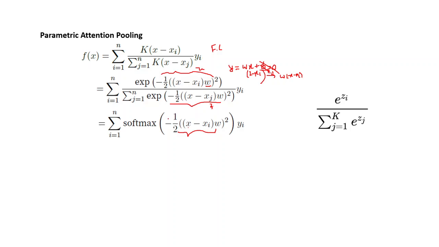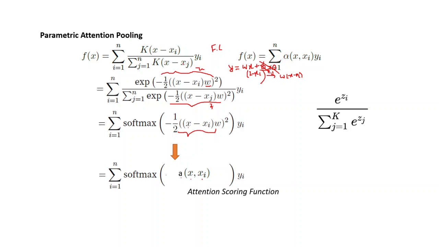So we can rewrite this as a function a of x and xi. Now we have a special name for this function a, and we call it the attention scoring function. Now if you rewrite this equation again, we can rewrite the attention pooling function as a summation from i equals 1 to n, and this part we call alpha(x, xi) into yi.